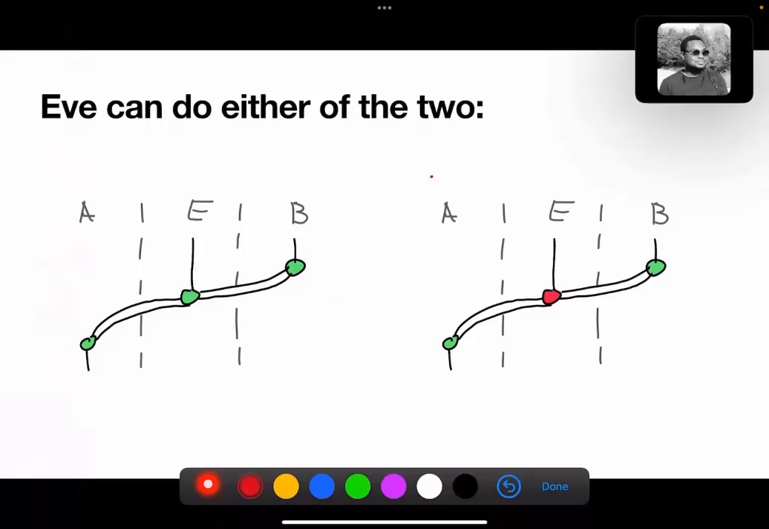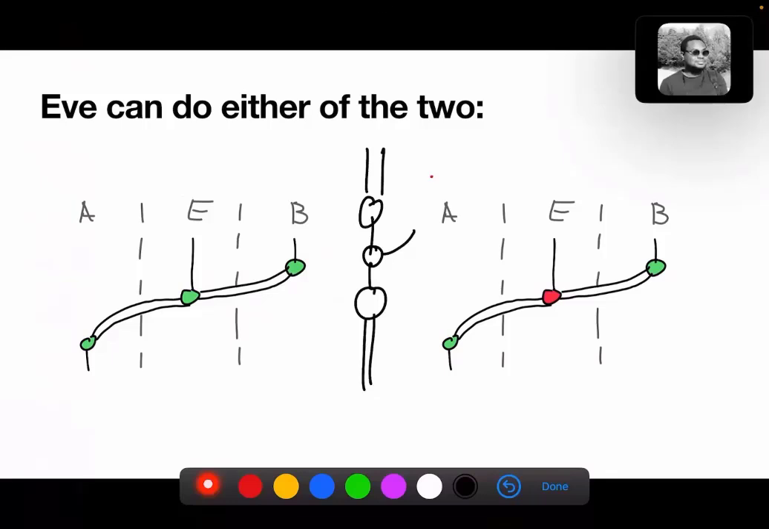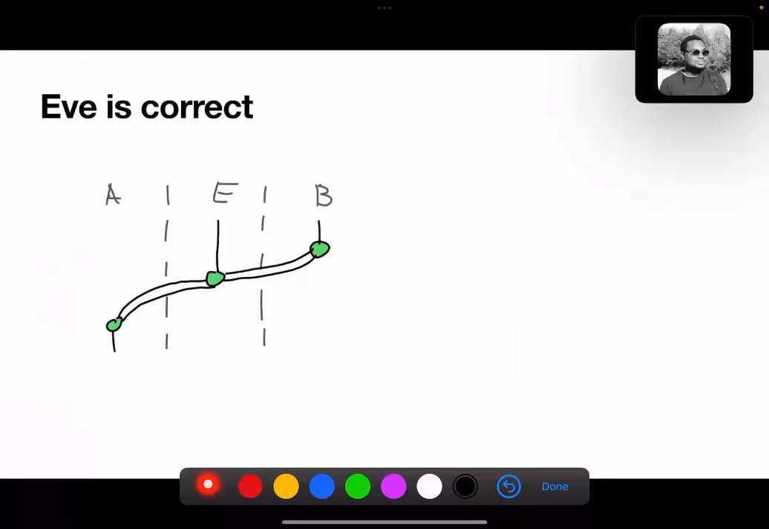So this, remember, corresponds to just measuring it and then duplicating the bit, or copying the bit and then encoding again. So Eve has destroyed the quantum information. Then here, again, there are two possibilities. Eve is either correct or Eve is incorrect.